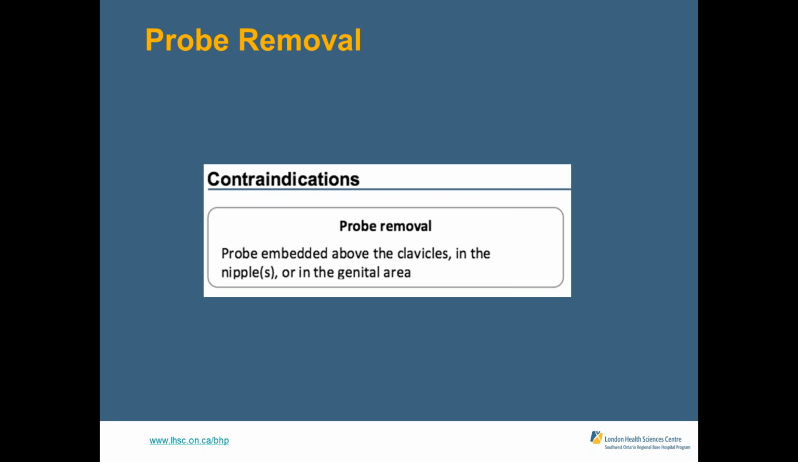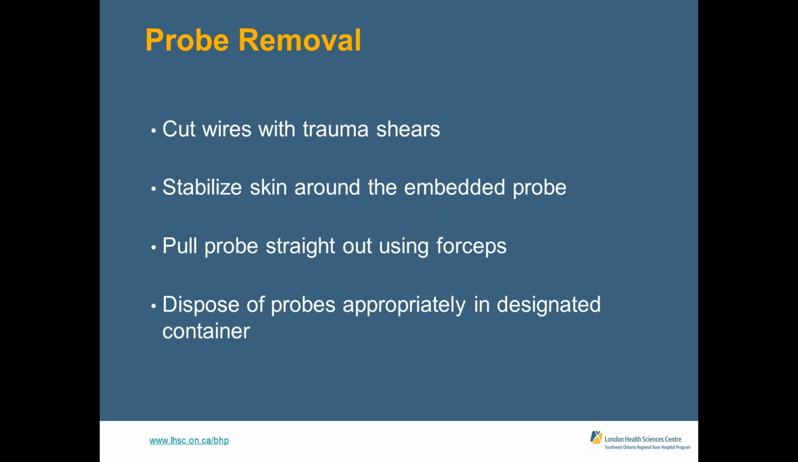This is a slide discussing the contraindications to areas for probe removal, and if you do decide to remove the probe, there are some instructions there. You can cut the wires with trauma shears. Sometimes you have to just bend the wires and break them too, but you want to be careful not to poke yourself with those. Stabilize the skin around the embedded probe, and then pull the probe straight out from the skin using forceps. Be really careful with this because it's a sharp object, and then dispose of the probe appropriately in a designated sharps container.